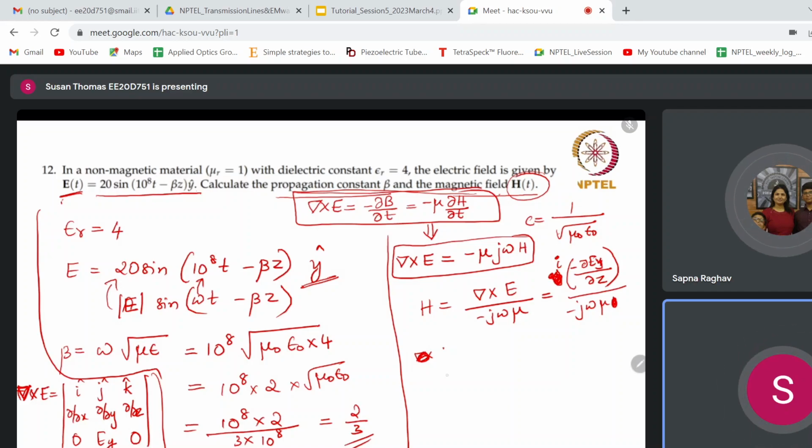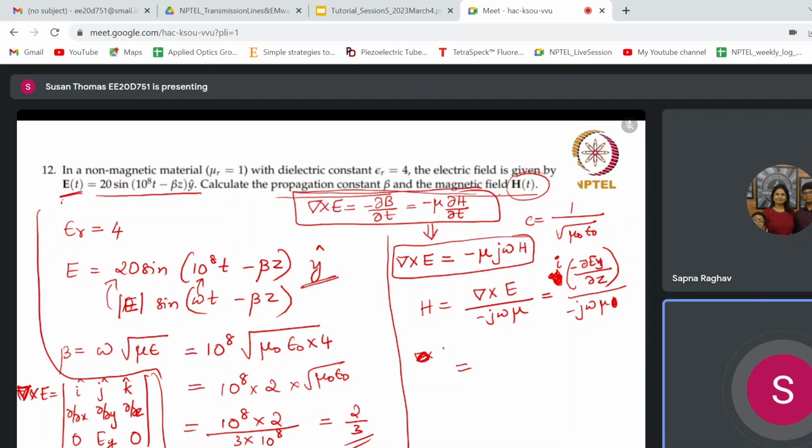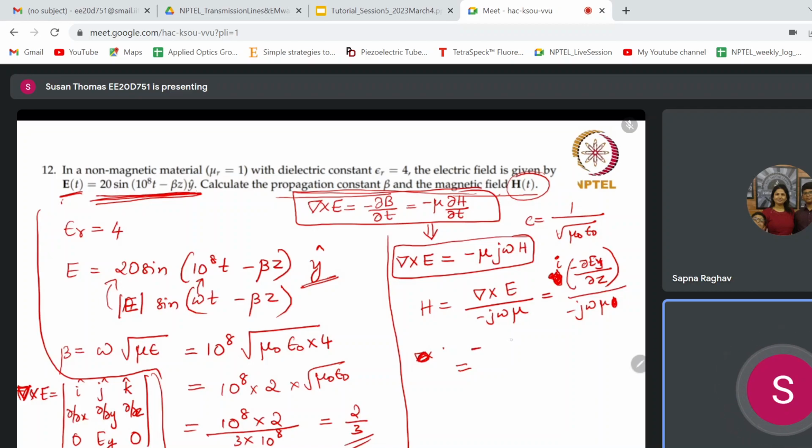The reason why dou E by dou x, which is in the k direction, is zero is that in the electric field there is no component depending on x, only t and z. So this is dou Ey by dou z. To get that, we take the derivative with respect to z. So minus beta will come out, minus beta into 20, sine becomes cos, cos of 10 power 8 t minus beta z.